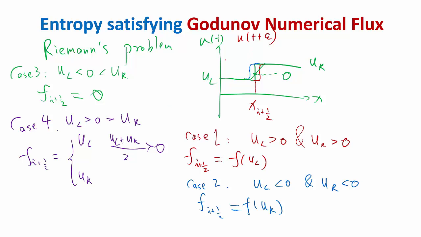This is the case. We have a shock and the shock is moving towards the right. And we should be taking UR. Well, f of UL, f of UR, if UL plus UR over 2 is less than 0. Okay. That's it. That's all the 4 cases in Godunov scheme.